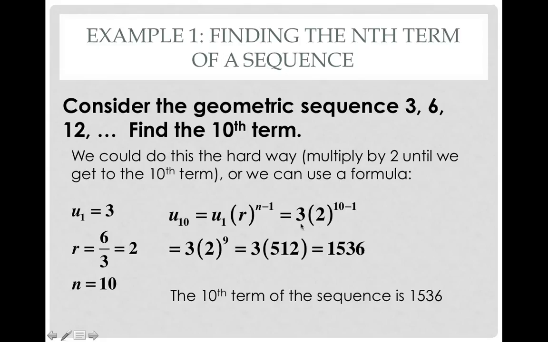Then when we simplify this, make sure that you're following the order of operations. We have to deal with our exponent first, so we do 2 to the 9th. That gives us 512, then times 3. That gives us our final answer. So the 10th term of the sequence is 1536.